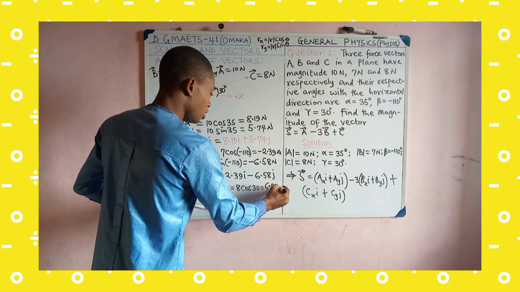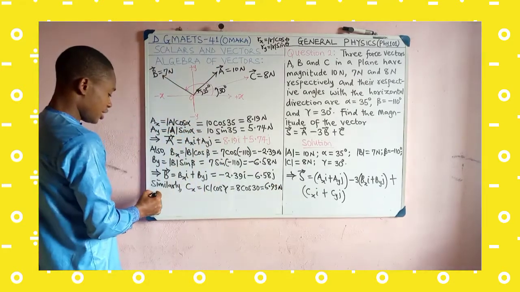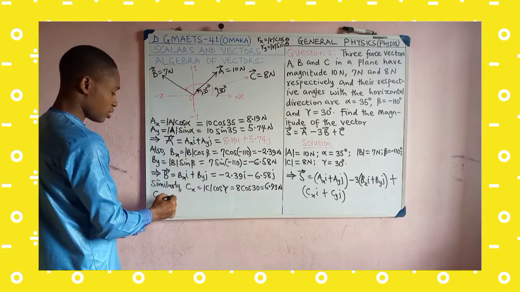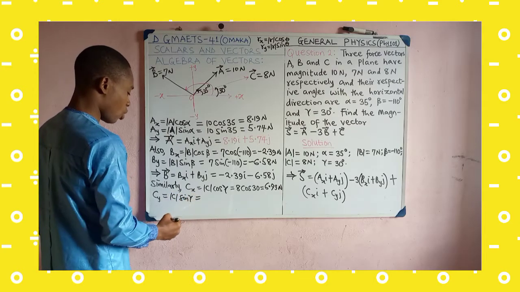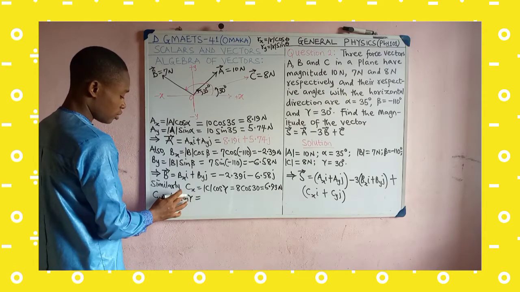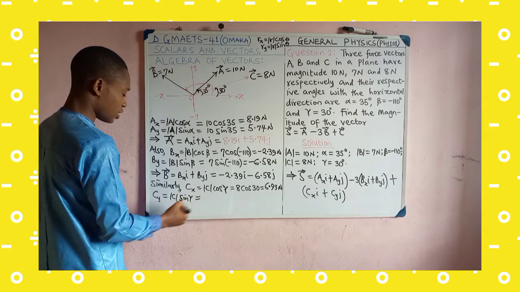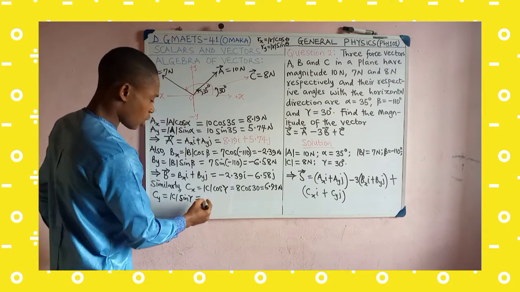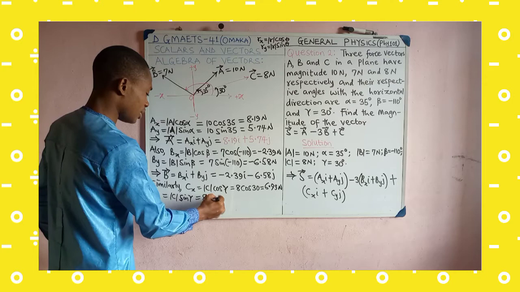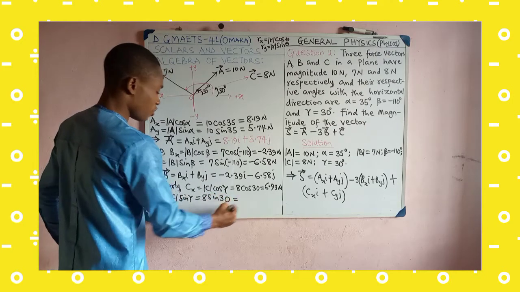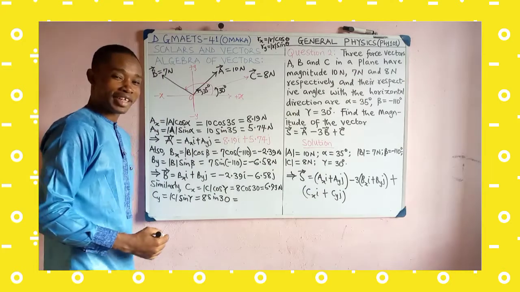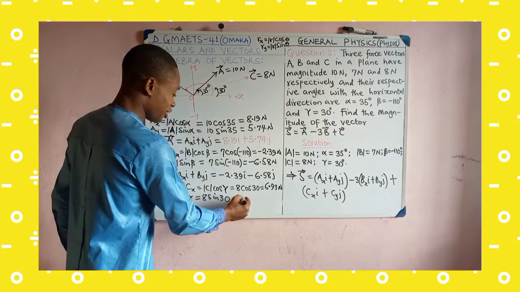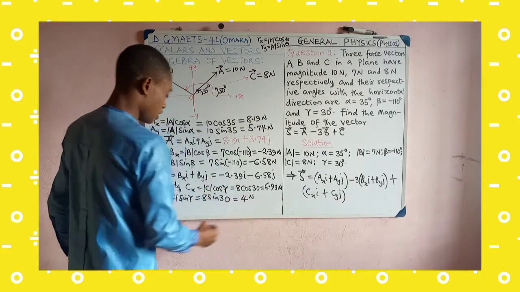6.93 Newton. And then Cy will give us the magnitude of C sine gamma. The magnitude of C is 8, then sine 30, which is 0.5. Have that at heart. So multiply by 8, you get 4 Newton.